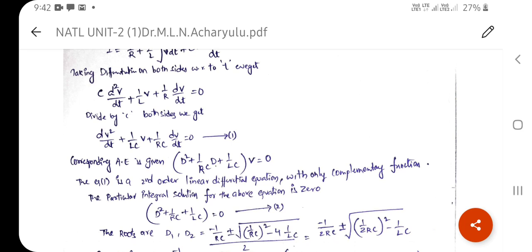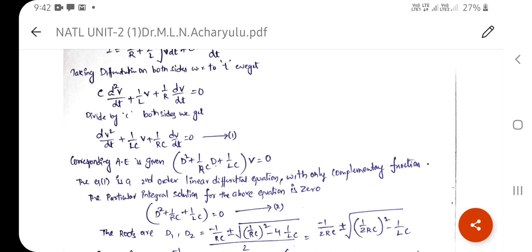This equation should be solved using the ax square plus bx plus c related equation, whose roots can be identified using the formula minus b plus or minus the square root of b square minus 4ac. This is applicable here: a is equal to 1, b is equal to 1 by RC, and c is equal to 1 by LC. Those values should be applied in the root equation.